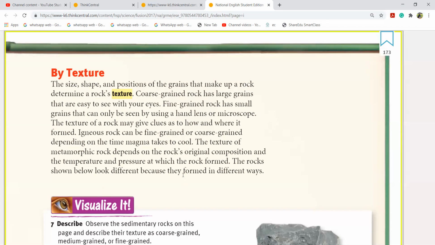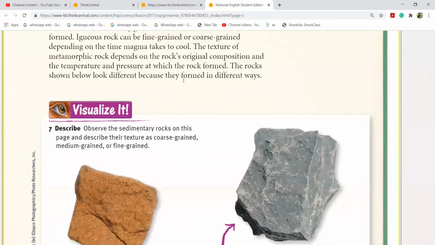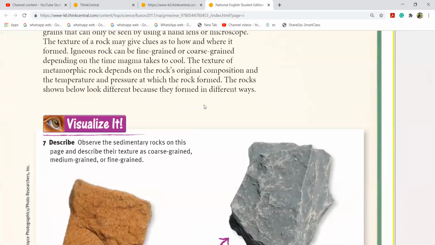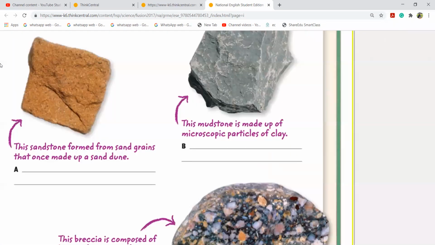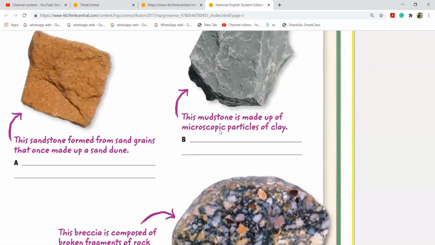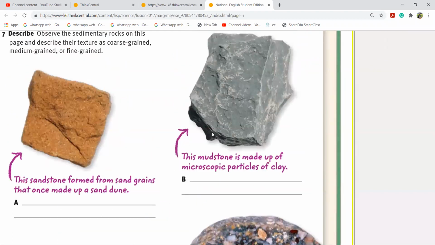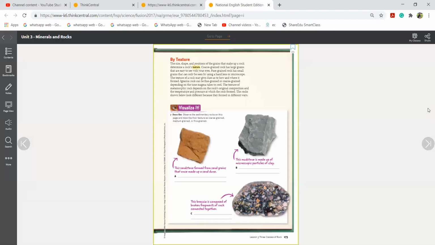Igneous can be fine-grained or coarse-grained depending upon how much time the magma takes to cool. And metamorphic depends upon the rock's original composition. I told you, any rock when you apply pressure and heat, it depends upon how the original rock was. Now here we have sandstone, mudstone. From where do they come, igneous or sedimentary? These all are from sedimentary rocks.